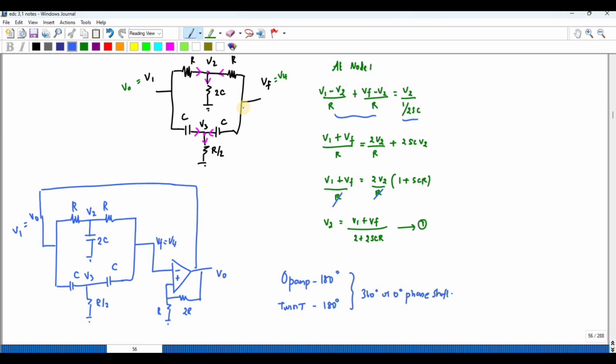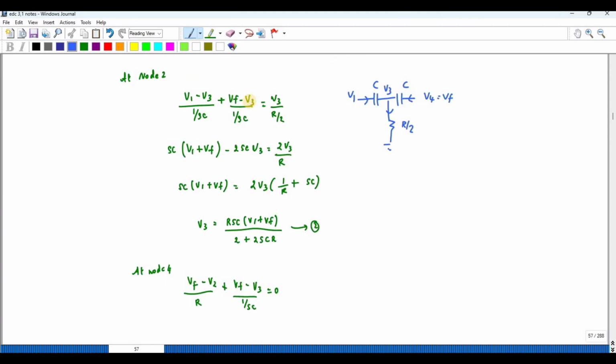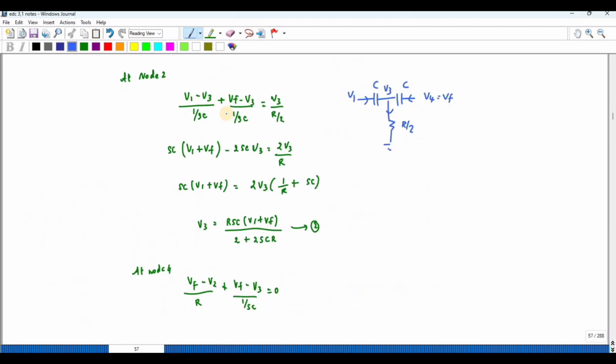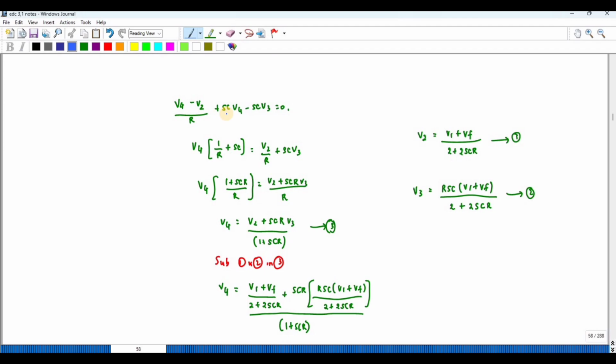So at the node 4, there are 2 outgoing currents. So I can write it as (VF minus V2) divided by R plus (VF minus V3) divided by 1 by SC. On solving, you will get VF, which is nothing but your V4, so V4 is equal to (V2 plus SCR V3) divided by (1 plus SCR). I have already derived the equations for V2 and V3.